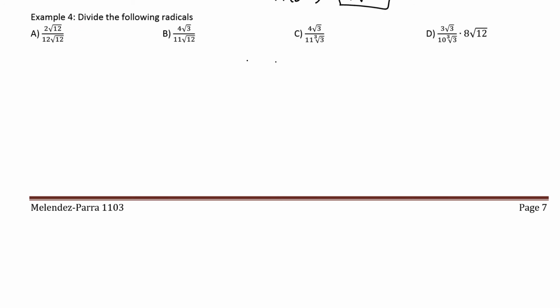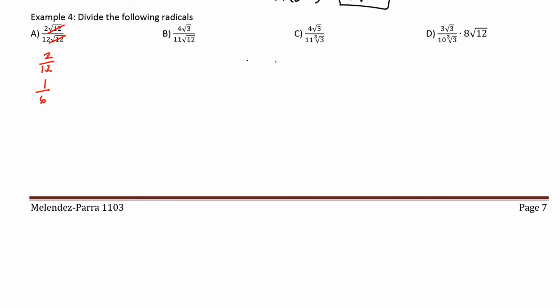So you can cancel out the square root of 12 because it's the same thing. You have 2 over 12, which when simplified is 1 over 6 because 2 and 12 are both divisible by 2. So that one's pretty easy.